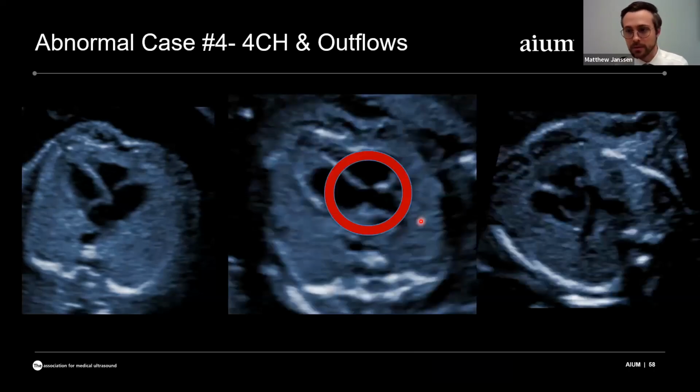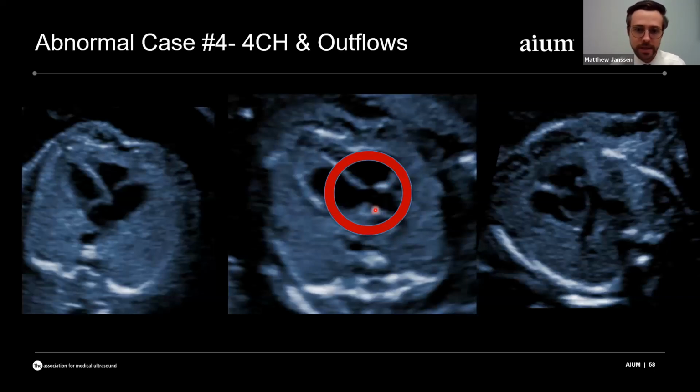And then we move on to the outflow tracts. And this is where we start seeing that this left ventricular outflow tract doesn't look quite normal. Certainly the right ventricular outflow tract, we're not seeing the branching that we would like. And in the left ventricular outflow tract, we see that this aorta is overriding. And then we start having a suspicion for, could this be a tetralogy of Fallot?